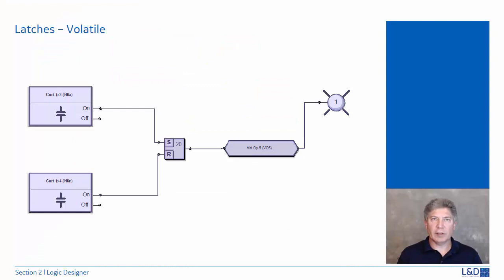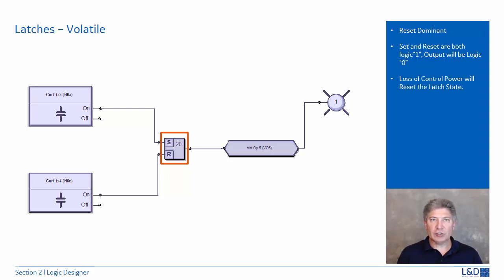Here we'll talk about the volatile latch. The volatile latch looks like this. There are no settings associated with this latch. This latch is reset dominant. If both the set and reset are on, I mean logical 1, then the output is off or logical 0. When using the latch in your FlexLogic, be aware that if there is a loss of control power, the latch will reset.